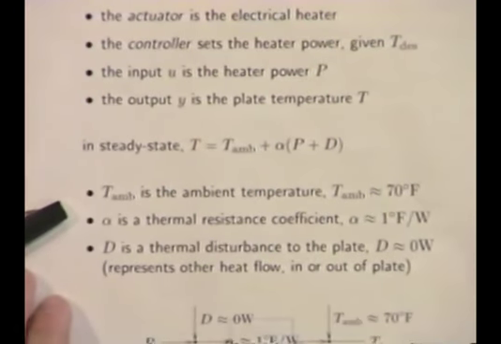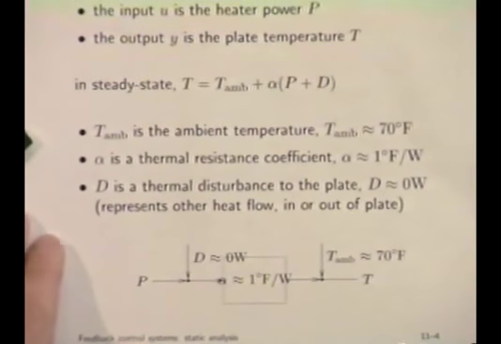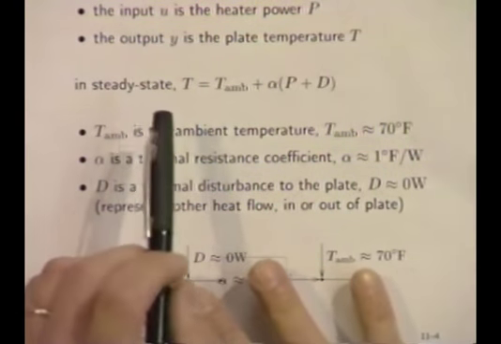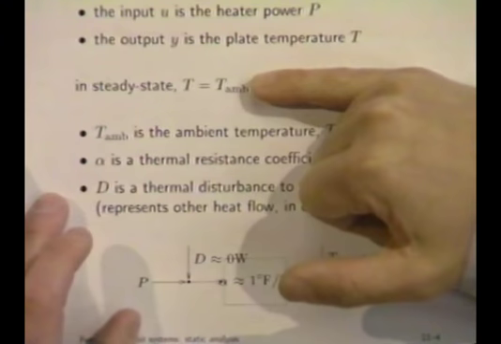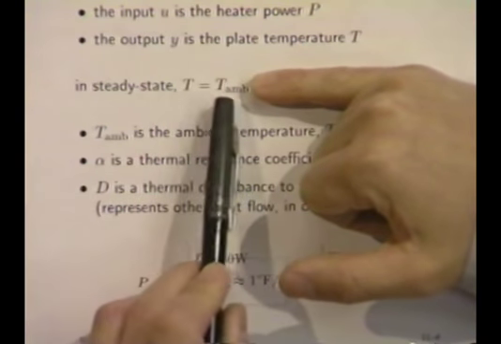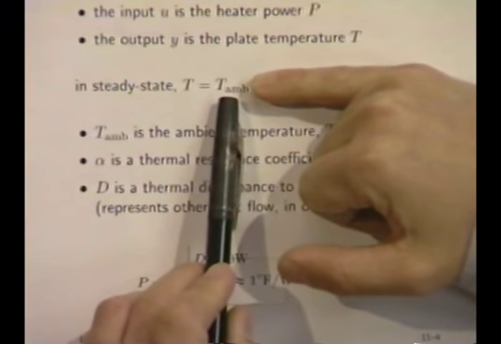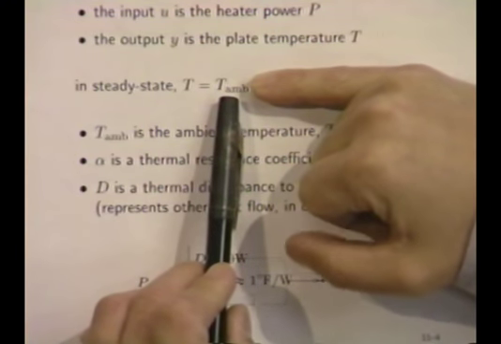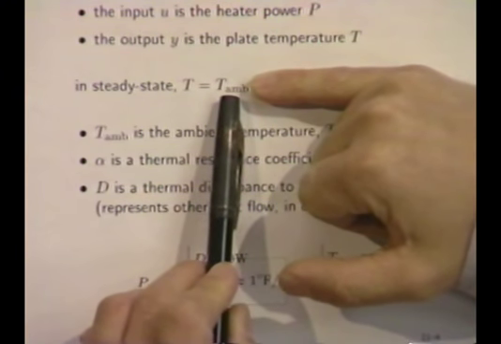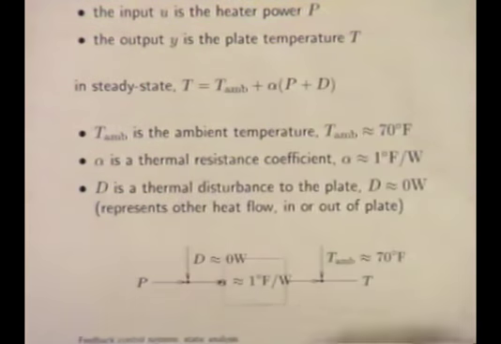So here's a really simple model, because we're going to start simple. A really simple model is the following: with no power and no disturbance acting on the plate, the temperature of the plate will be at the ambient temperature. So that might be room temperature or something. Okay? How much the plate heats up above or below the ambient temperature depends on the amount of power going to it.